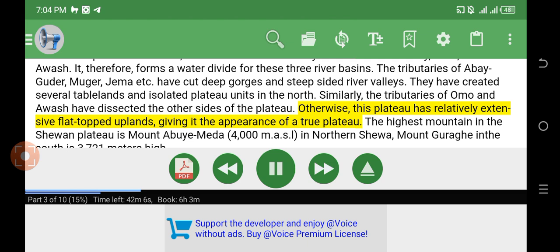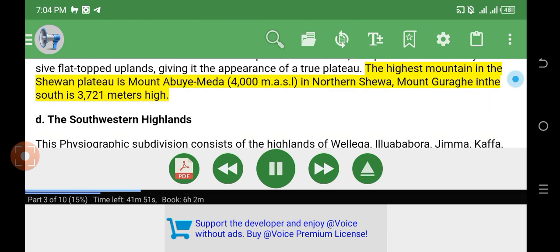The highest mountain in the Shewan Plateau is Mount Abay Meda, 4,000 meters A.S.L. in northern Shewa. Mount Gurig in the south is 3,721 meters high. D. The southwestern highlands.